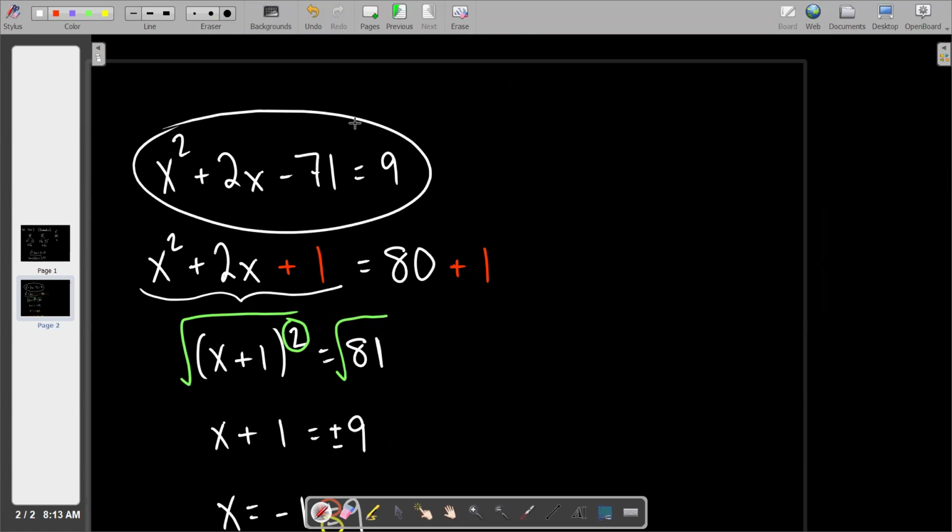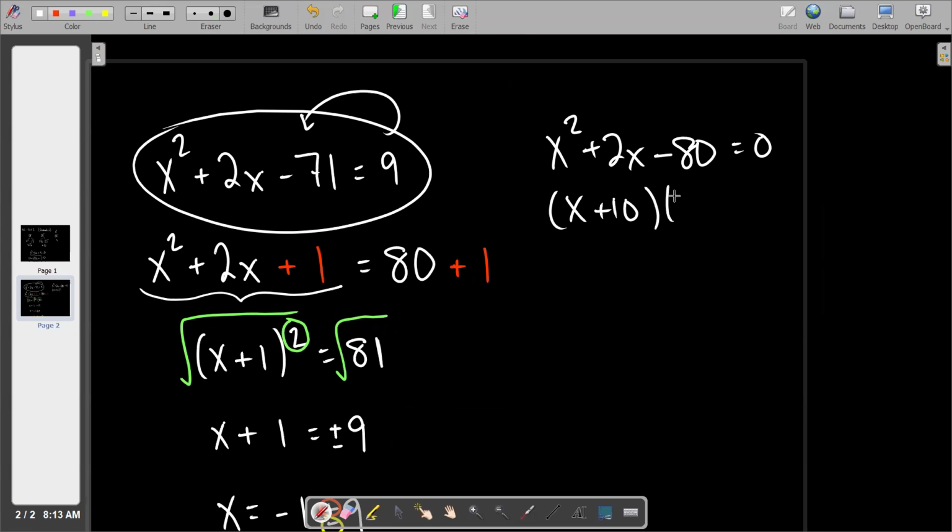had I taken this equation and I moved the 9 to the other side, I would have gotten x squared plus 2x minus 80 equals 0. And I could have factored it into x plus 10 times x plus 8. And that's where the solutions x equals -10 and x equals +8 would have come from.